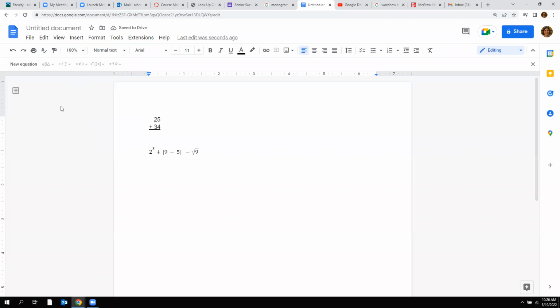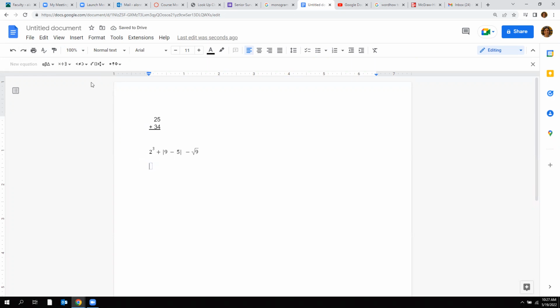Let's say I would like to write something else. This time I want to write 5 divided by the square root of x to the power 2 minus 3. So I want to use a fraction. First, I click on new equation. When I click on new equation, it allows me to use these functions here. So with new equation, you get this blue box.